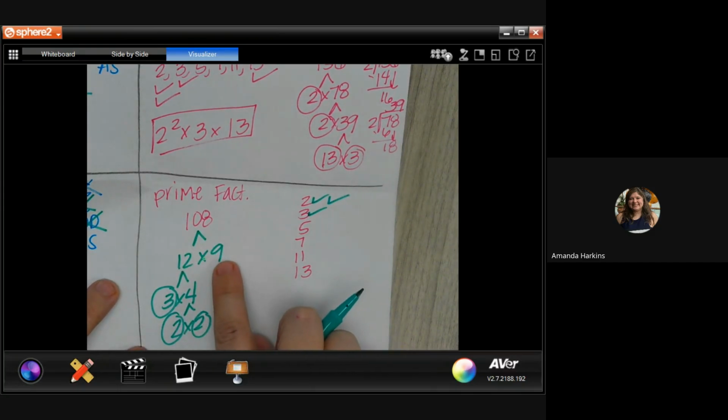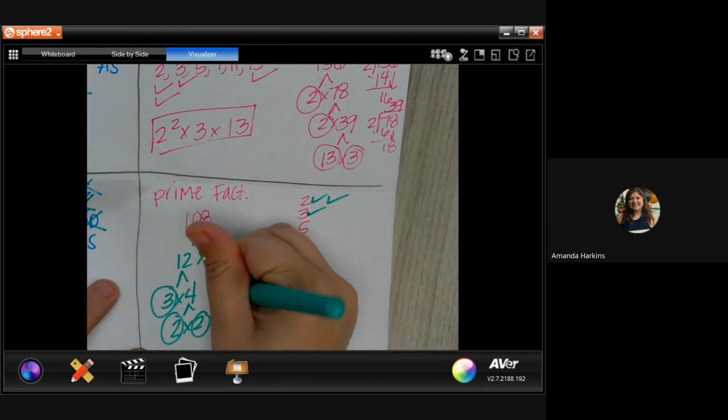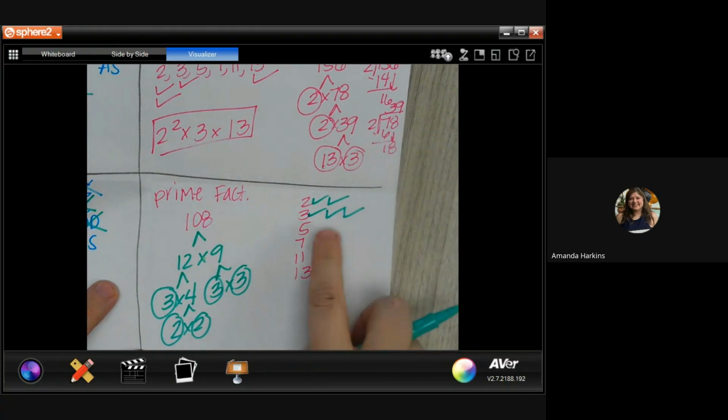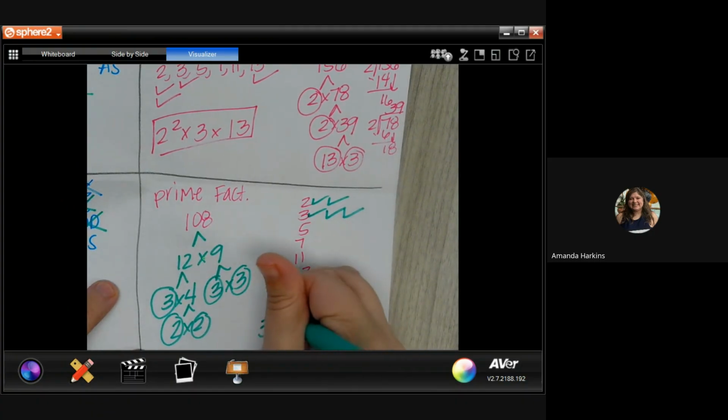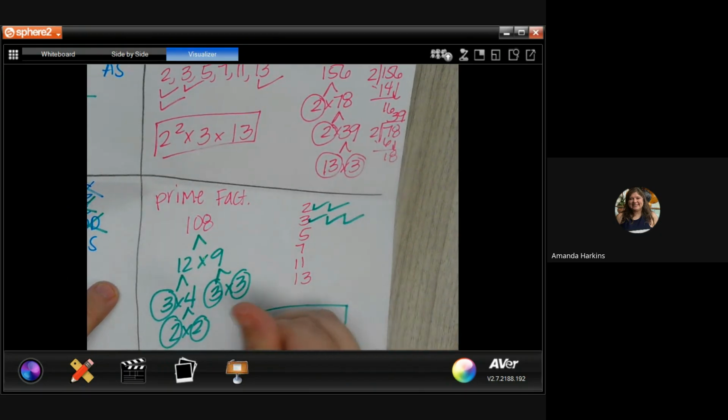9 is not prime. It's composite. So I need to break that down. I get 3 times 3. Those are both primes. So if I notice, I have 3 3s and 2 2s. This would be my multiplication problem.